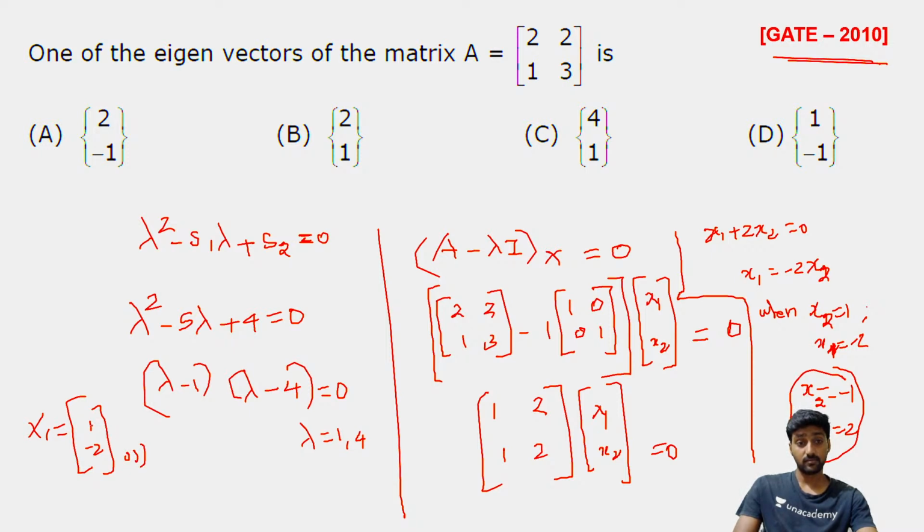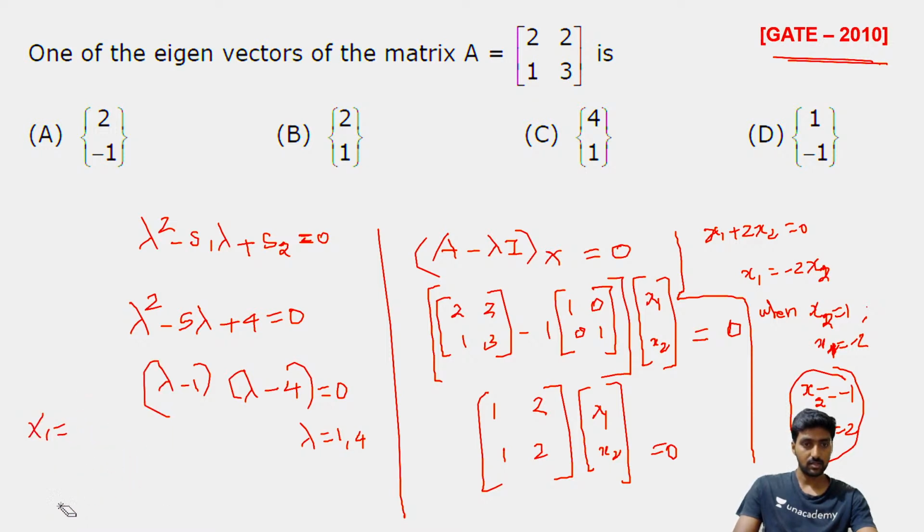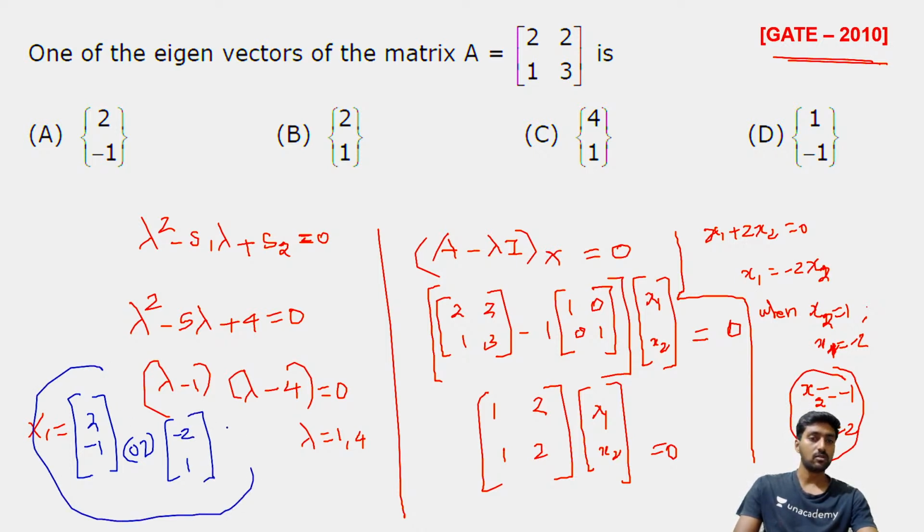If you consider the x1, x2 value, it's either 1, minus 2, or 2, minus 1, or minus 2, 1. And if you compare these two values, yes, it's available in option A. Is it okay? So for lambda equal to 1 itself, we are getting one of the eigenvalues, 2 minus 1. It's option A. Option A is the right solution for this question.